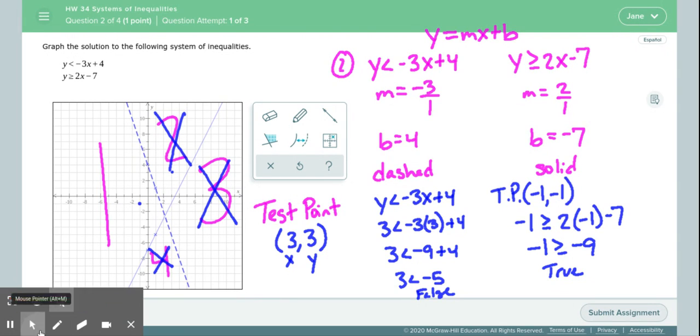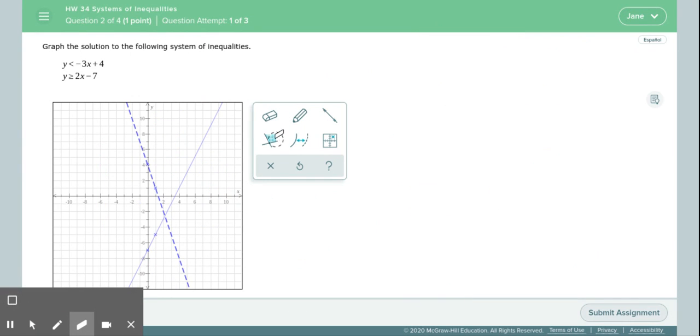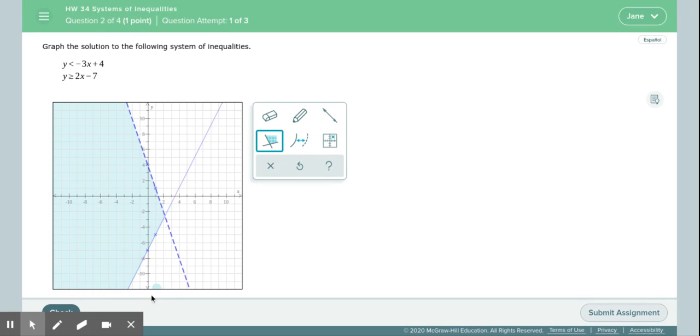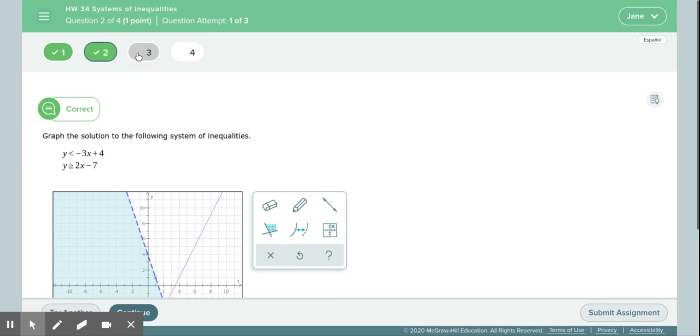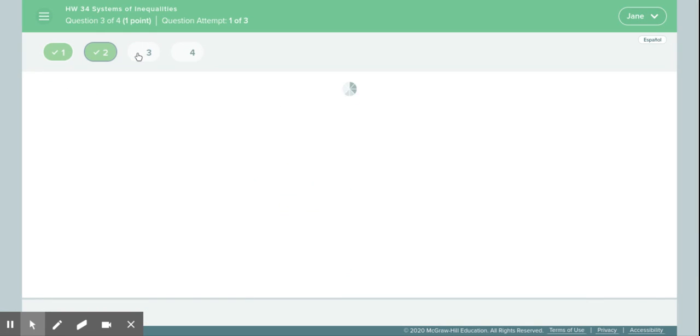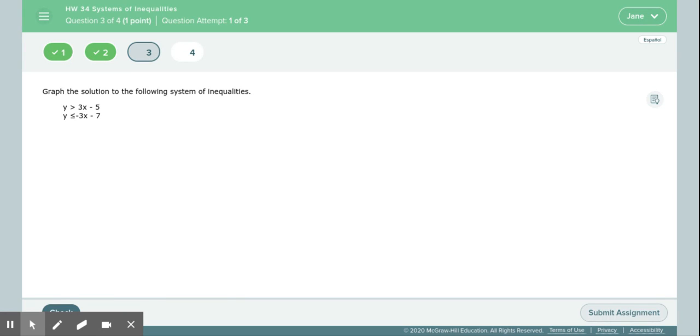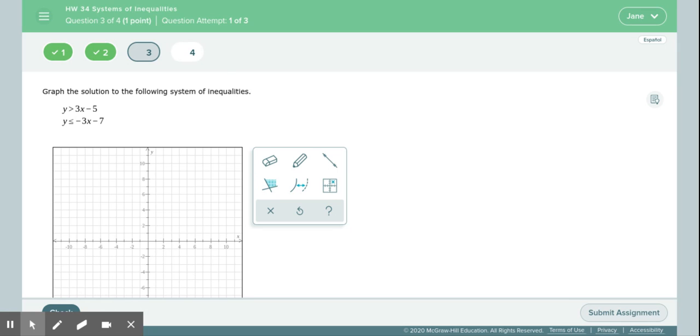So all of this work would technically be on my work page, so I'm going to clear it from my screen. I'm going to get my shading tool, and I'm going to shade where negative 1 was. And then I'm going to check my work to make sure it was right, because it's very easy to make a mistake on these questions. Once I get that correct, it's a good sigh of relief and I move on to the next question. Thankfully, again, there are only 4 questions.